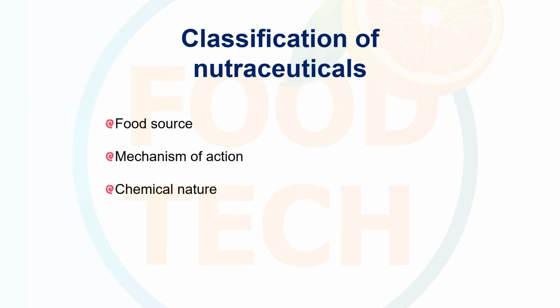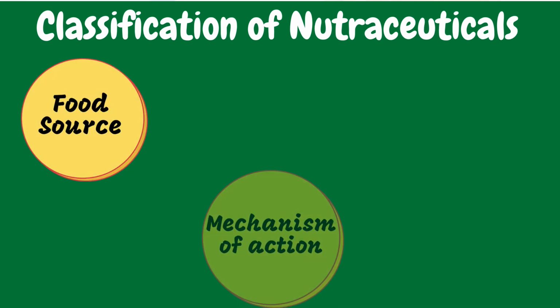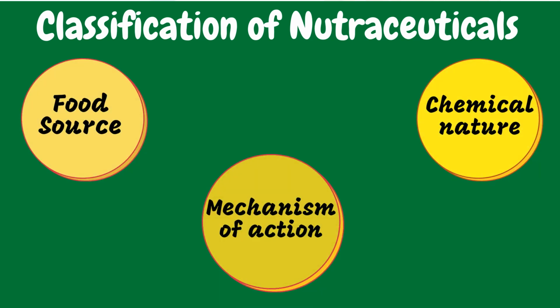And next is the classification of nutraceuticals. Now moving towards the nutraceutical part. The nutraceuticals are classified based on three types, that is mainly food source, mechanism of action, and chemical nature. So food source is what we can say first.